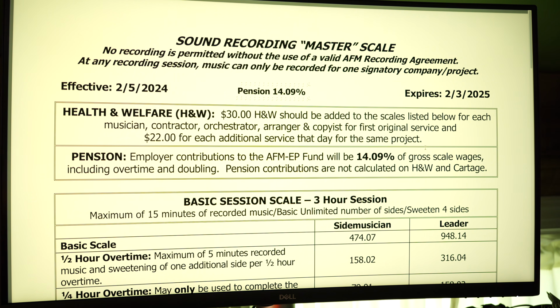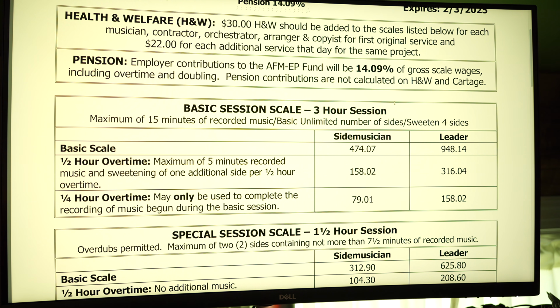Okay? Now, basic session scale, basic 3-hour, a 10-to-1 master. They say maximum of 15 minutes of recorded music. That could be 5 or 6 songs these days. Really, master sessions tend to be 1 song to 3 songs, all right? Side musician makes $474.07. Leader makes exactly double that. Plus the $30 for the first session and the $22 for the next, right?